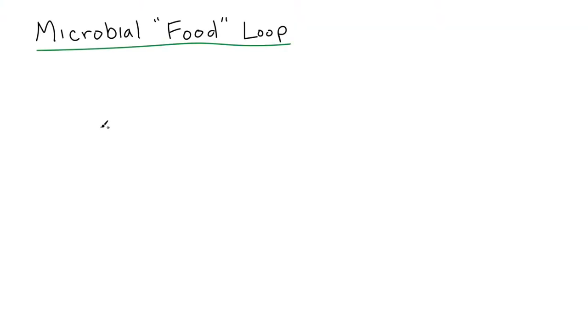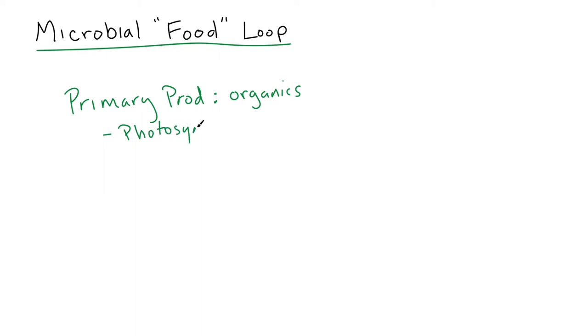So, if we think about the microbial food loop, we start with primary productivity. And this is the process that organisms use to take inorganic carbon, like carbon dioxide, and turn it into organic matter. And so this produces the organics that cells are made up of. And this is, of course, photosynthesis. And photosynthesis creates the most organics on Earth today.